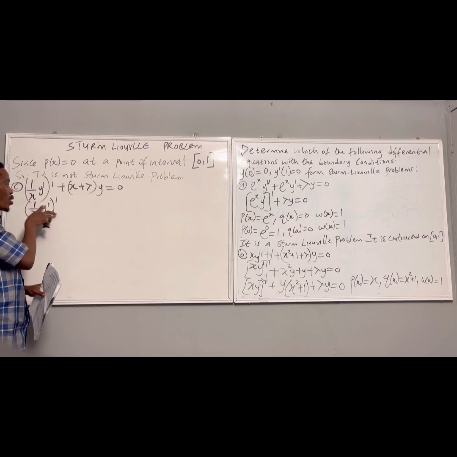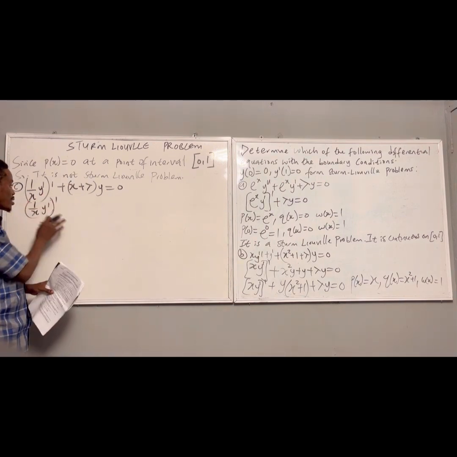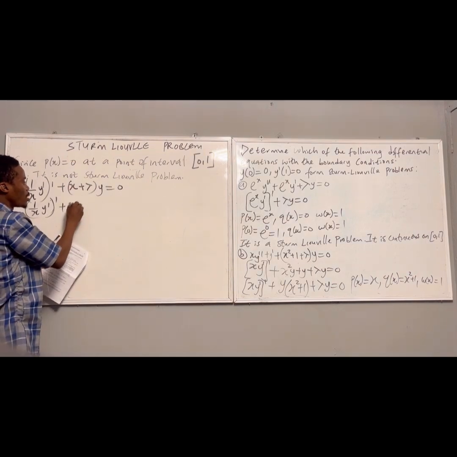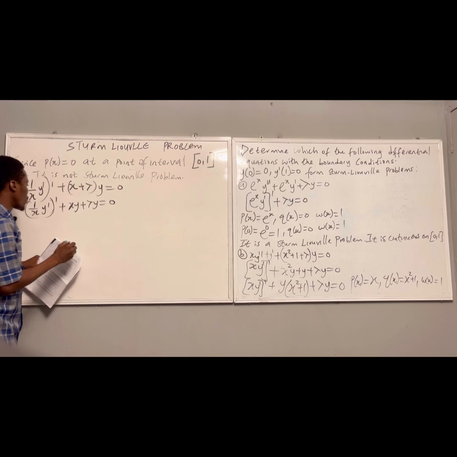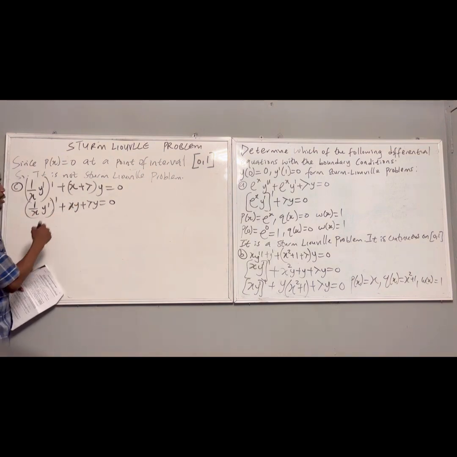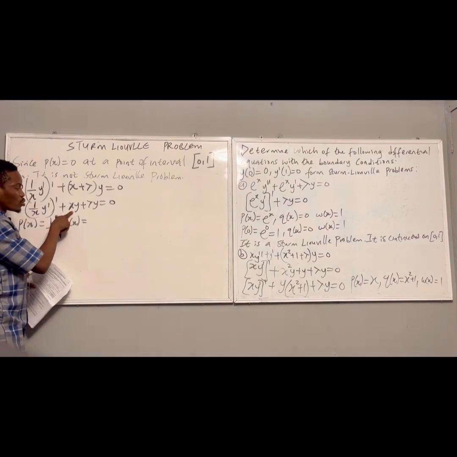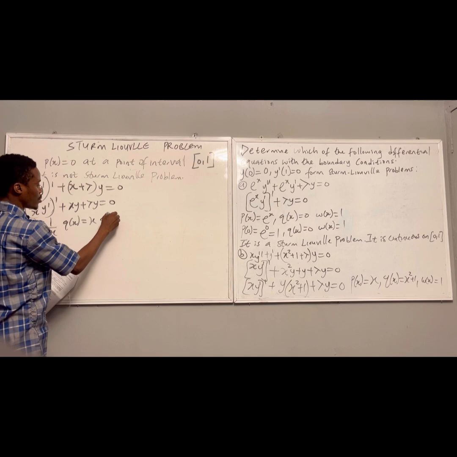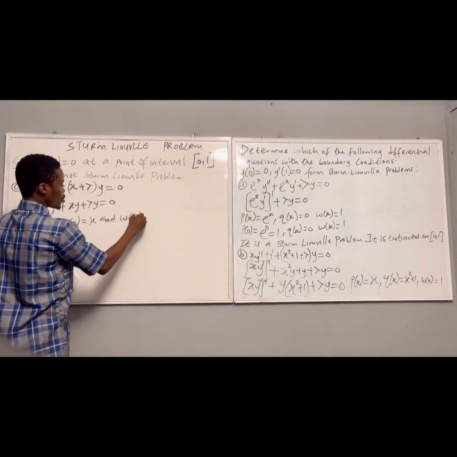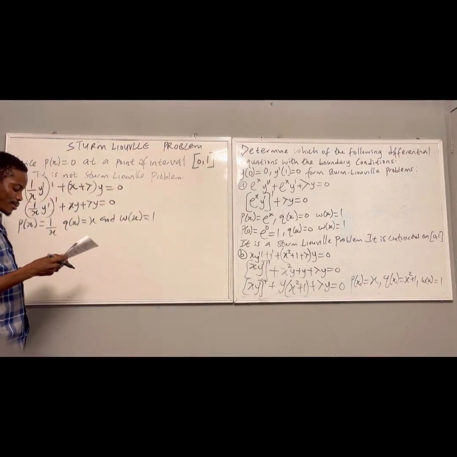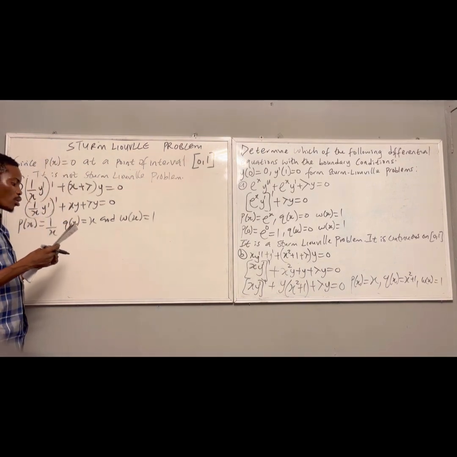Since p of s is this, p of s is in the form of this plus. So we have to find q of s. If I multiply this, I'm going to have x y plus lambda y is equal to 0. So my p of s here is 1 over x, the coefficient of y double prime. My q of s is the coefficient of y, which is x. And my w of s is the coefficient of lambda y, which is 1.